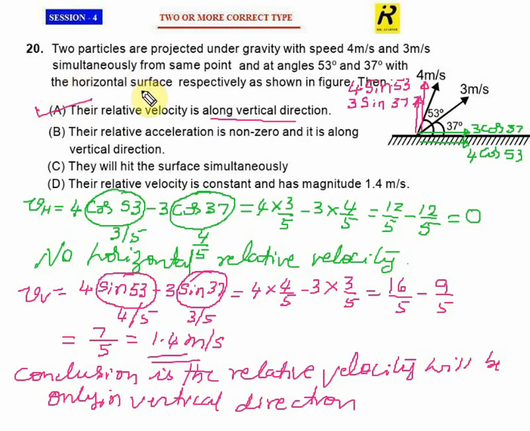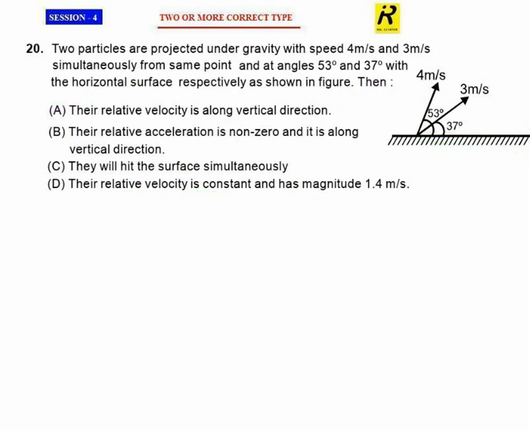But here one or more options can be right. So that means we have to analyze the question for options B, C and D also. So for that reason we have to think further. Option A came right. Now he is saying their relative acceleration is non-zero and it is along the vertical direction.